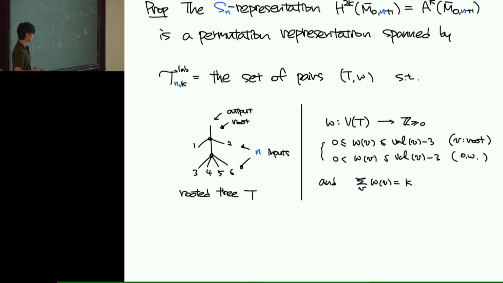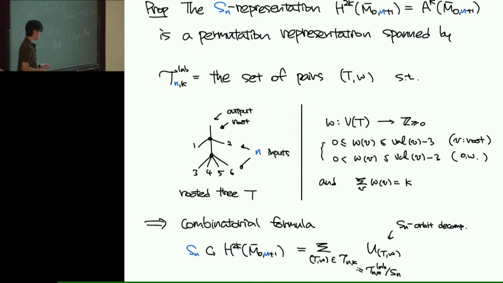So this is a rooted tree with a root and one distinguished leg, which we call the output, and the others are all called inputs. We allow n inputs here, and we put a weight function on the set of vertices, with some conditions. I want to point out that the root is allowed to have a 0 weight, but the others are not allowed to have a 0 weight. In this way, we get a combinatorial formula for this representation. Here I'm considering the Sn action on the space of n plus 1 points.